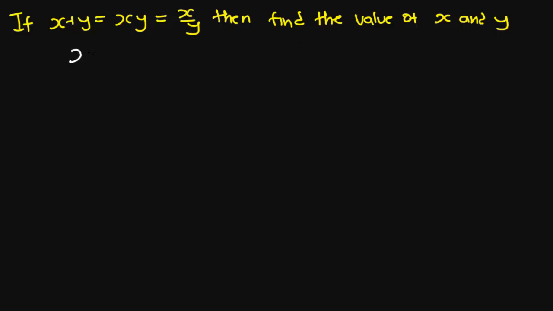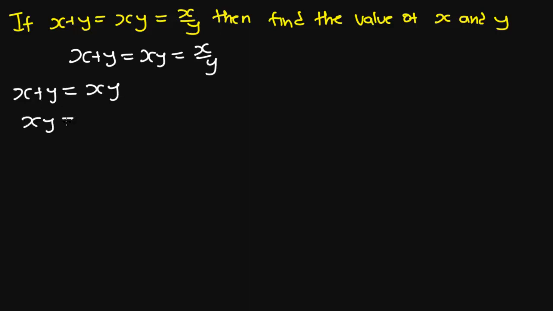Now we are given x plus y to be equal to xy to be equal to x over y. And from here we can derive two equations. So we can have x plus y is equal to xy, and we can also have xy is equal to x over y. Let me call the first equation 1 and the second equation 2.